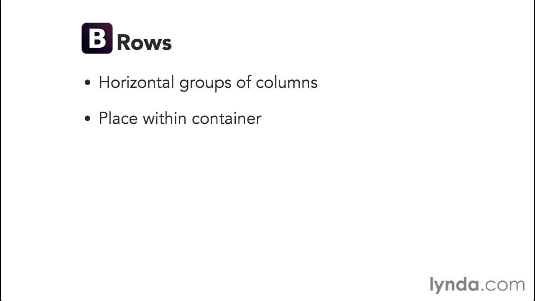Now, using rows won't make sense unless you place them inside a container type, either fluid or fixed width. It doesn't really matter, but they should always go within a container. Now, when you use the row class, you should always include columns. It really doesn't make sense to create a row container without any columns inside it.